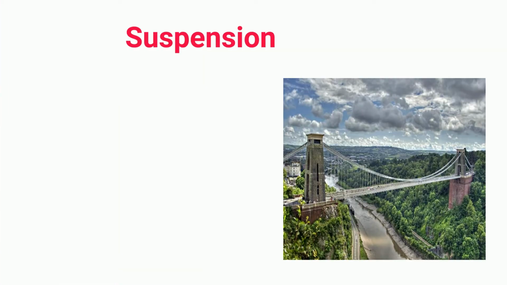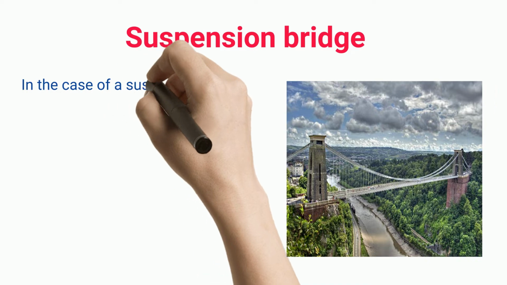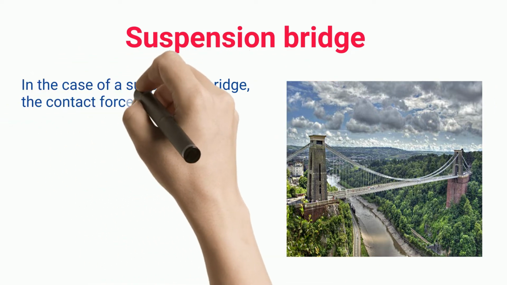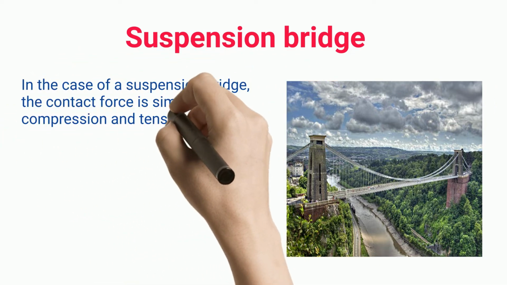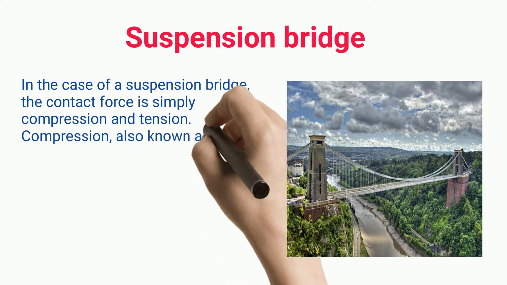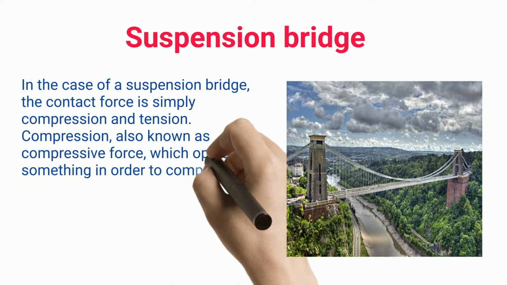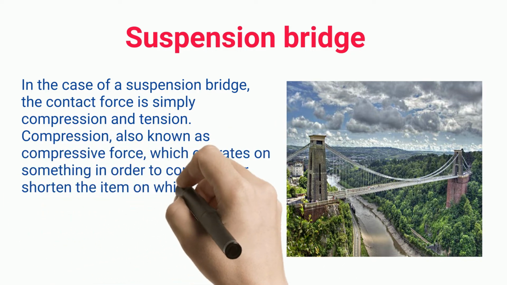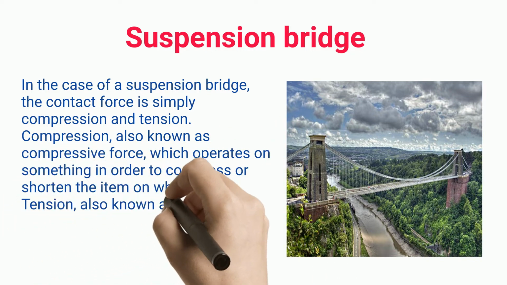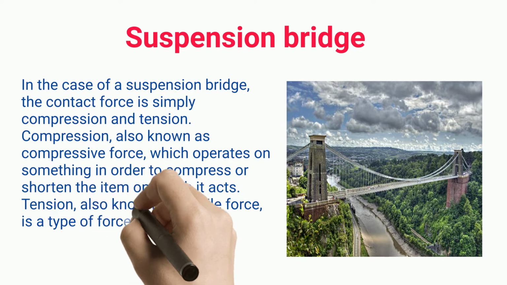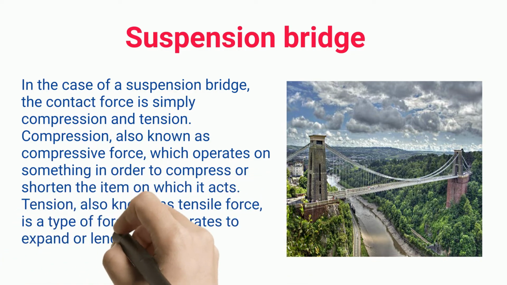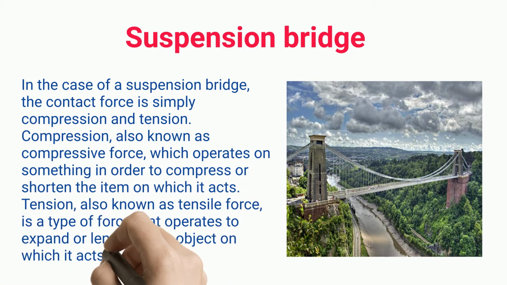Suspension bridge. In the case of a suspension bridge, the contact force is simply compression and tension. Compression, also known as compressive force, operates on something in order to compress or shorten the item on which it acts. Tension, also known as tensile force, is a type of force that operates to expand or lengthen the object on which it acts.